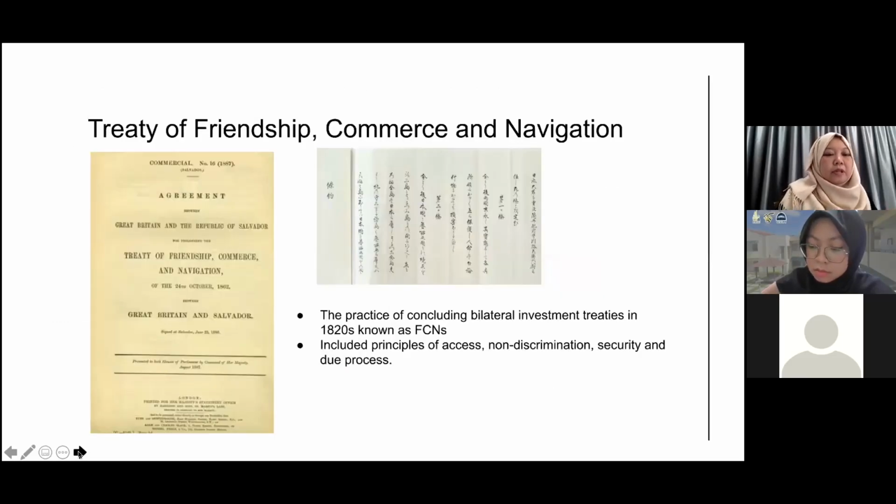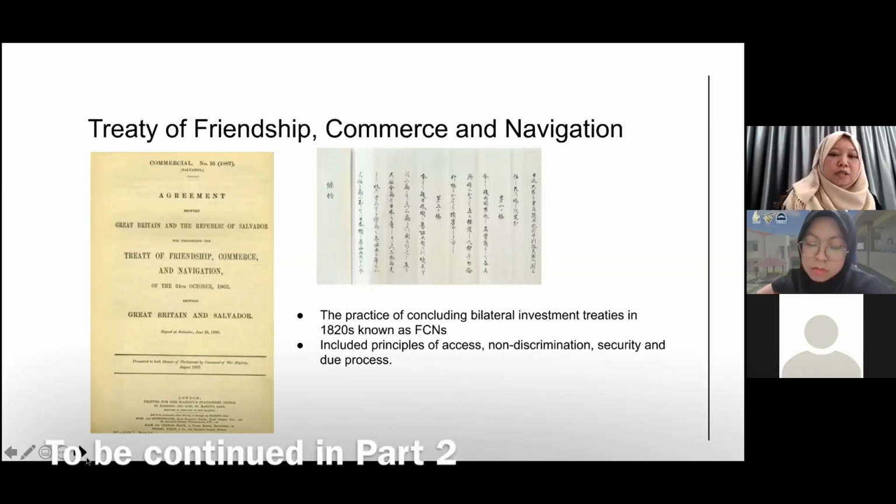All right, so the United States of America, during that time as well, already had their Friendship, Commerce and Navigation agreements. They call it the FCN. So many agreements during that time to allow free trade. Okay, so they call this the FCN. And among the important elements of the FCN is that it includes principles of access, non-discrimination, and due process.